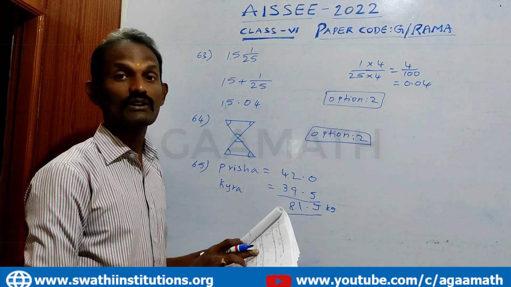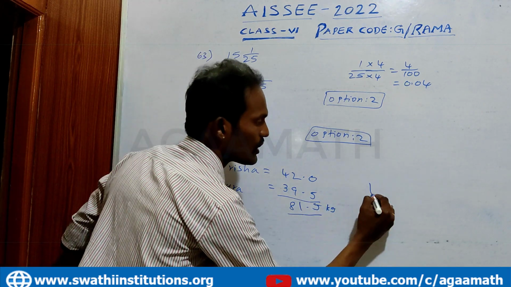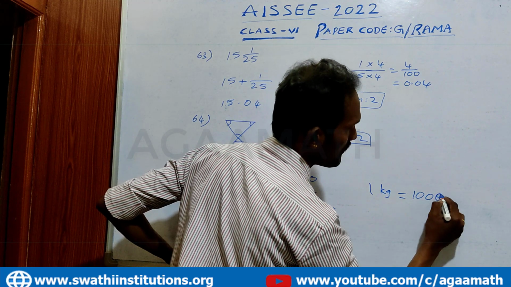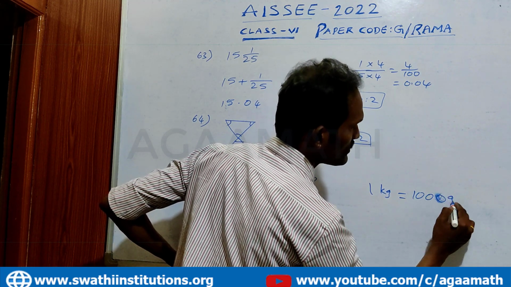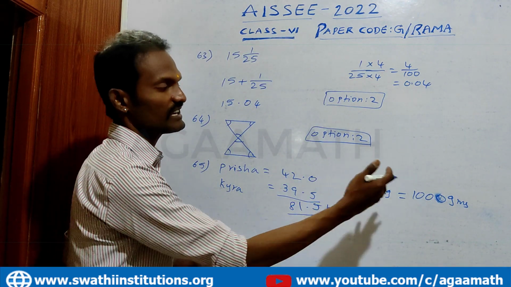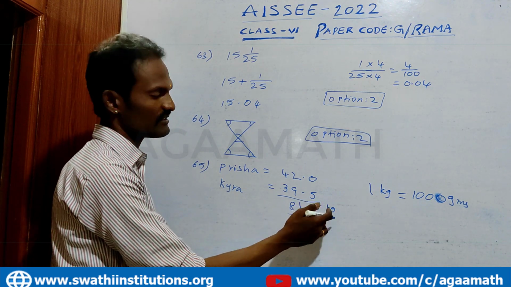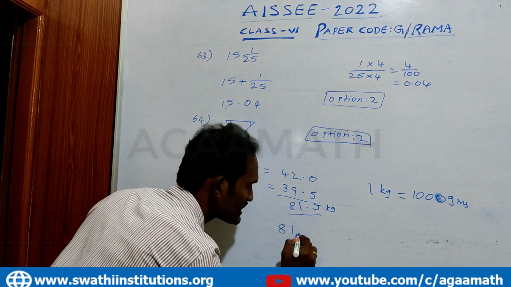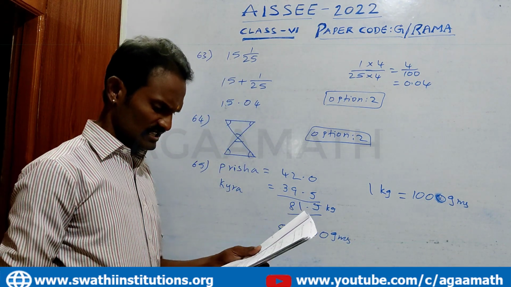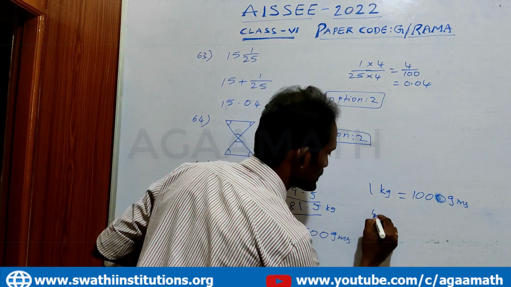But the options are given in grams. So we know that 1 kg equals how many grams? 1 kilogram equals 1000 grams. So 81 kilograms means 81,000 grams, and 0.5 means 500 grams. So the total is 81,500 grams. So that is option 3. Option 3 is the right answer.